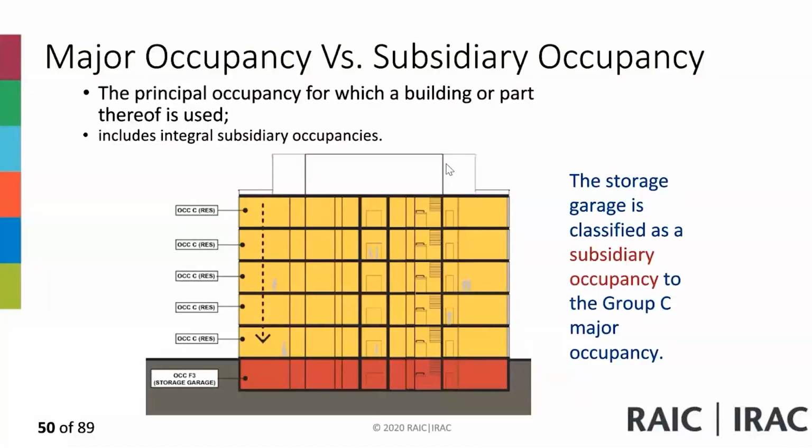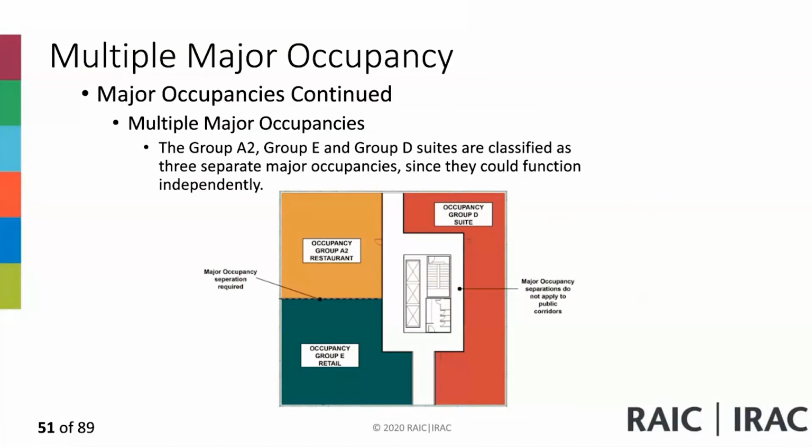Everybody else on the same? So here I have a clear delineation between different uses. I've got a building with Group D offices, I have retail, Group E, and I have Group A2 restaurants. These are three separate distinctive occupancies. So I've got my restaurant, I've got my Group D, and I've got my Group E.